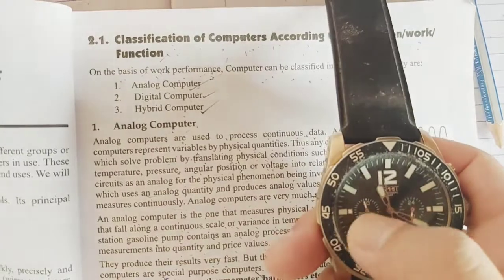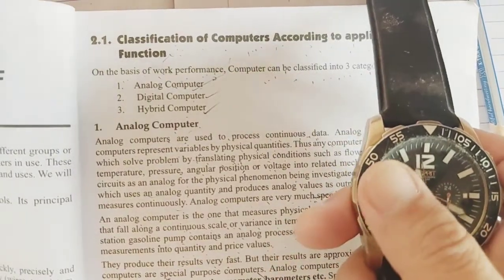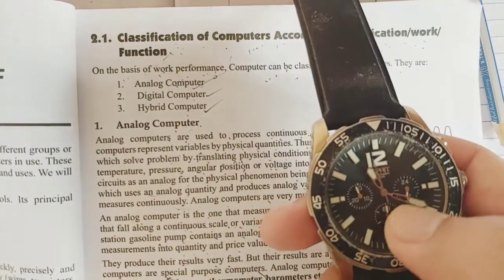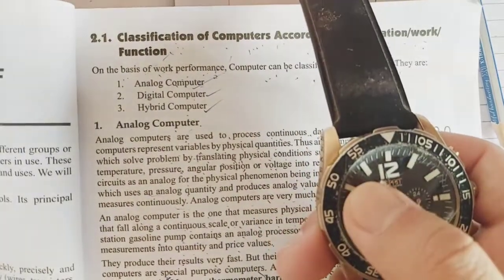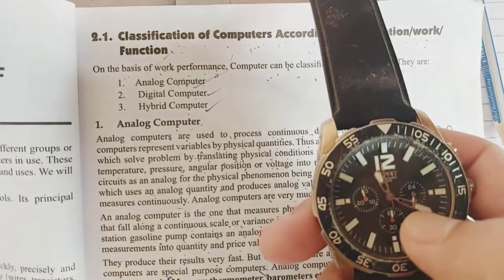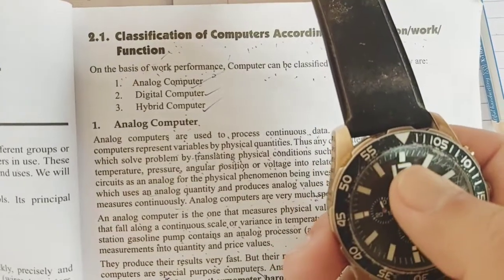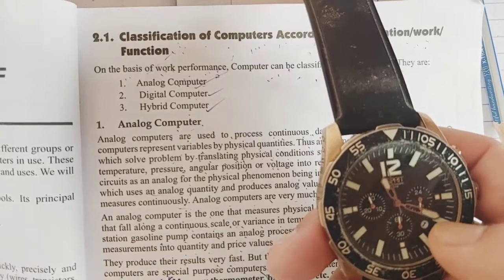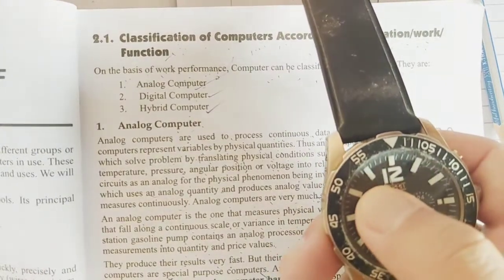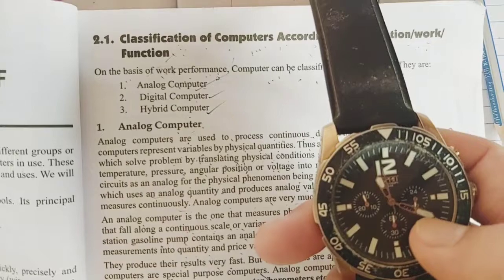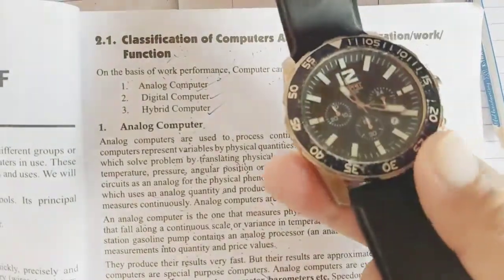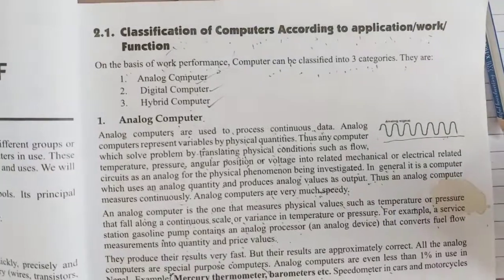These are all physical quantities that represent a variable, like a number. This indicates 11 and this indicates 12, meaning 5, 10, 15, 20. Around here it is 11:20. This indicates 11:20, and this is an example of an analog computer.